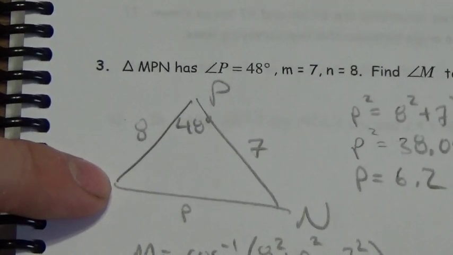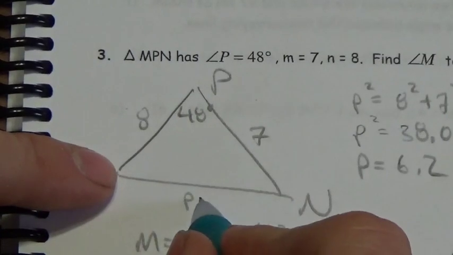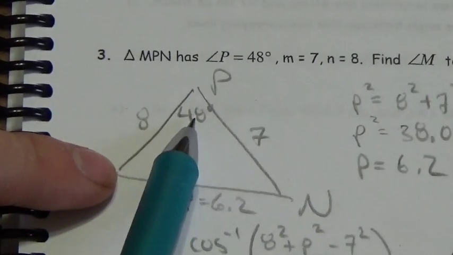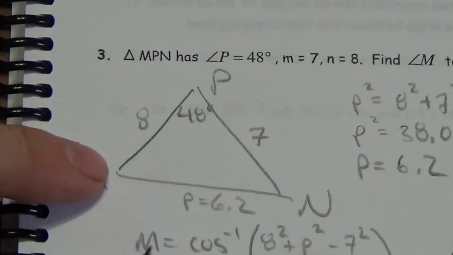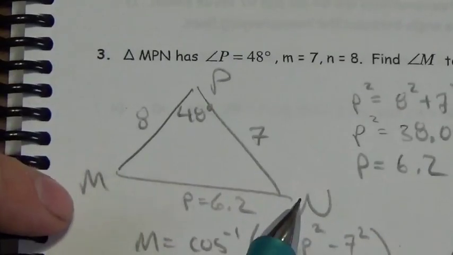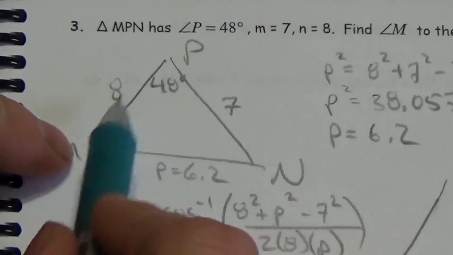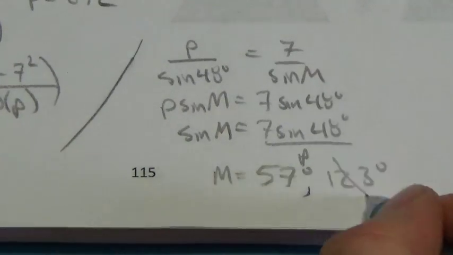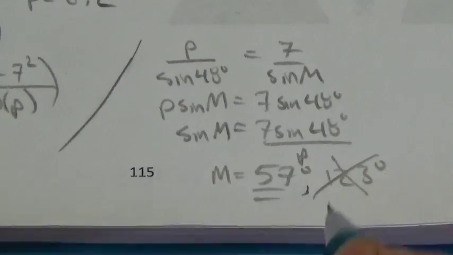Now here's the thing. 57 or 123. We already know that this side right here was 6.2. That means this is the smallest angle. M's got to be the in-between one. But if M is 123 degrees, it has to be the largest angle here. But I know that it can't be, because N has to be the largest angle because it's opposite the largest side. So just by looking at the sides that I'm given, I can deduce that that can't be 123 degrees. It would have to have been 57.